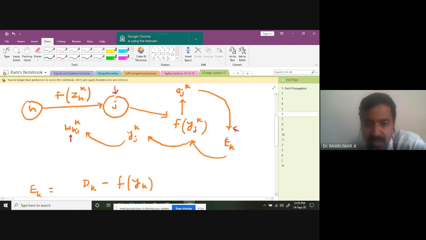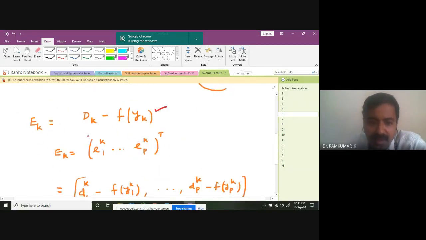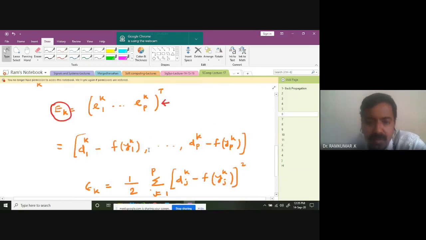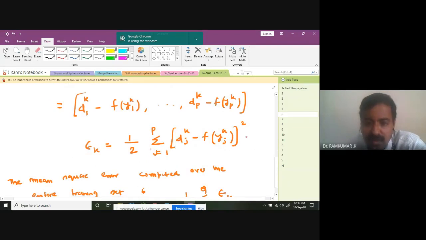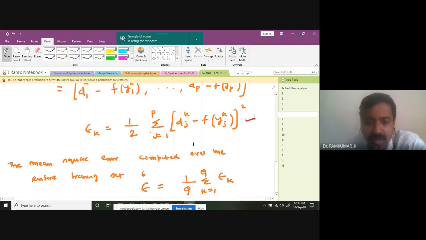So the error will be back propagated like this. This is the y_jk activated function value. Now E_k will be computed. For E_k, from 1 to p, for each neuron you are going to get an error, with a corresponding labeled data. This E_k is for one pattern. Likewise, you can compute the error for all the neurons in the output, and then compute the mean square error for the complete set of data, for k equal to 1 to q.